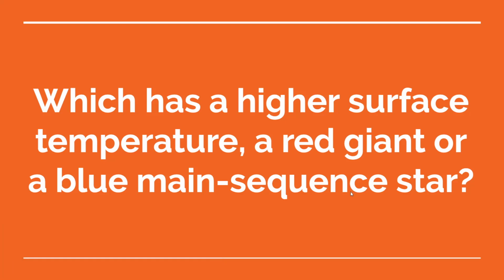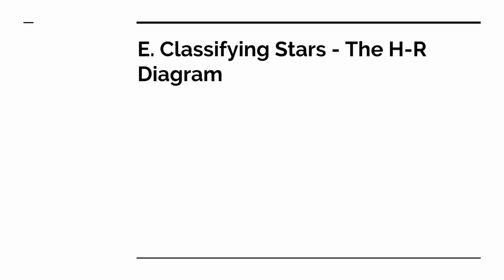So a quick checkup, which has a higher surface temperature, a red giant or a blue main sequence star. Hopefully you guys remember when we're talking about stars. Bluer is hotter. Red is not. Red is cooler. Now this is a pretty long section, so we still got a decent amount, a couple more slides actually.